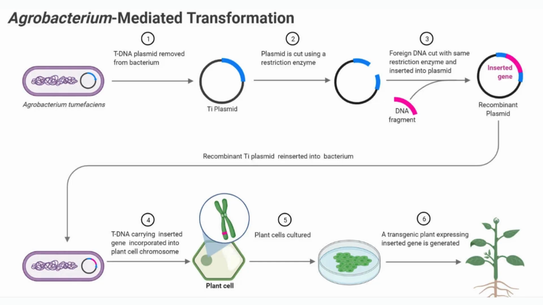The fourth step is reintroducing the recombinant Ti plasmid into Agrobacterium. So what happens is the modified Ti plasmid, now carrying the desired gene, is reintroduced into Agrobacterium using electroporation or heat shock methods. The bacterium now acts as a gene delivery system capable of transferring this foreign DNA into plant cells.